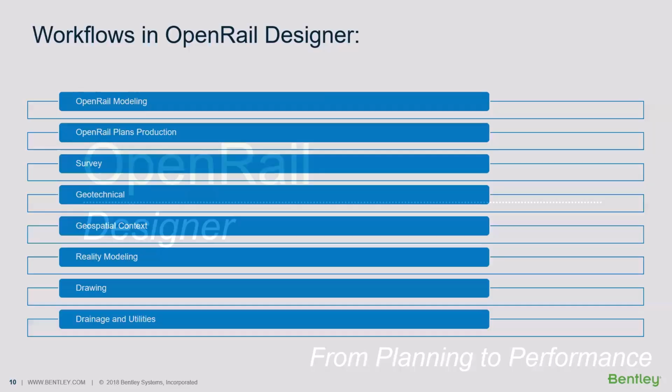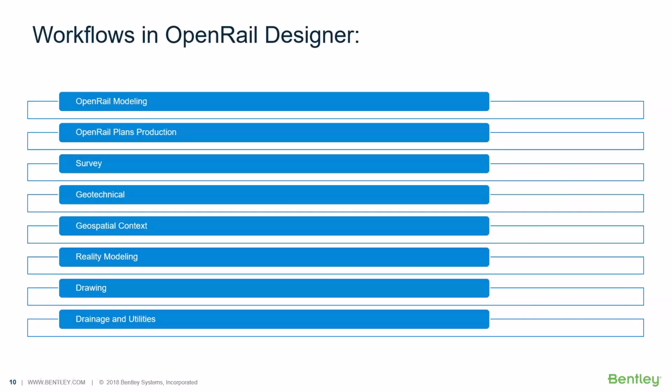Going ahead, let's start with the OpenRail Designer. Now, this is what we have in terms of different workflows. These different workflows help us to manage our product and allow us to control what type of tabs we are working on, what functionality we want to access. If you have a look, OpenRail Modeling, that's where you will be spending most of your time doing the work. And then you have Plan Production. This is where you will do the drawing production.